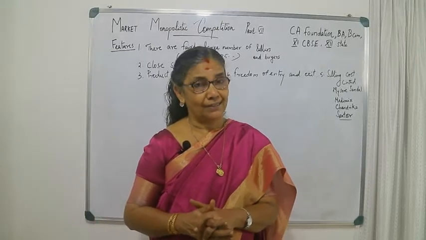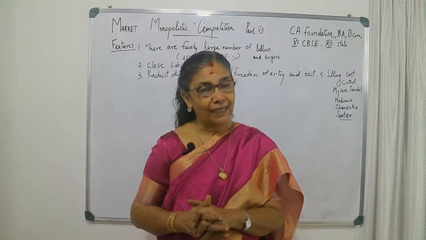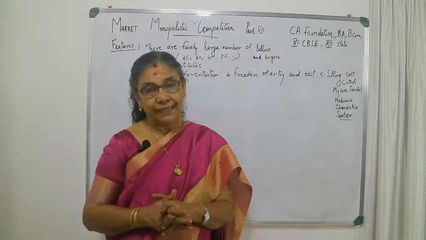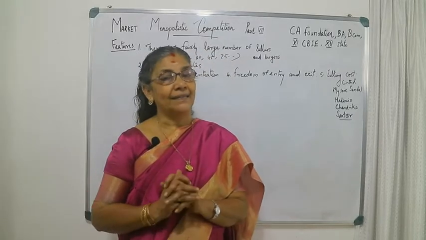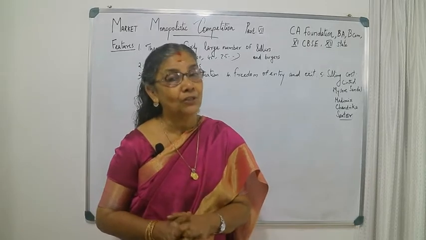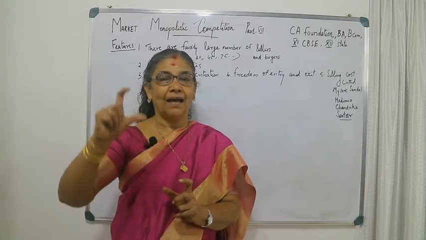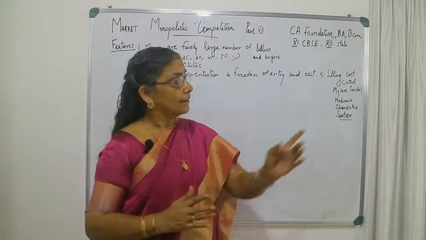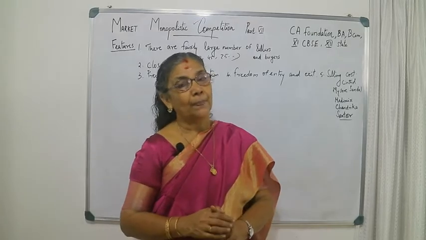Then selling cost. In order to sell these products under monopolistic competition, advertisement is very essential, along with advertisement and salesmanship for the promotion of the commodities. That is why the average cost curve will shift a little more up because of the selling cost. That is another feature of monopolistic competition.